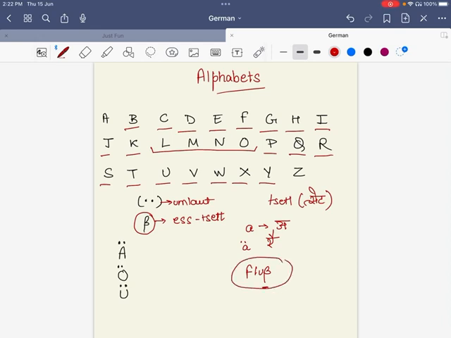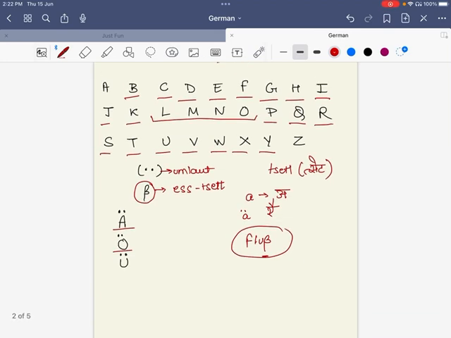I hope you understand. Now there are other three alphabets that have their existence in the German language. That is A with umlaut. Another one is O with the umlaut. Another one is U with umlaut. This is pronounced as umlaut U.